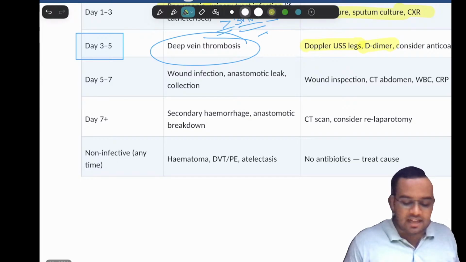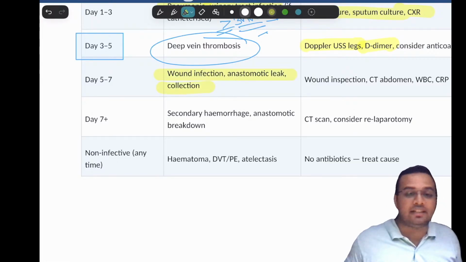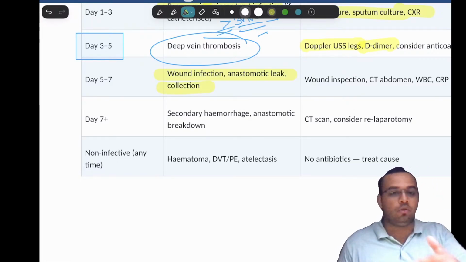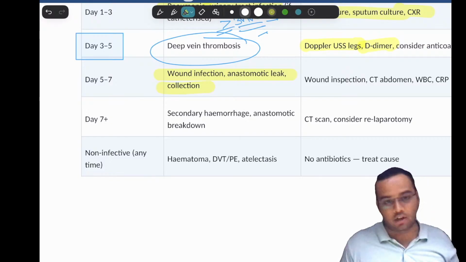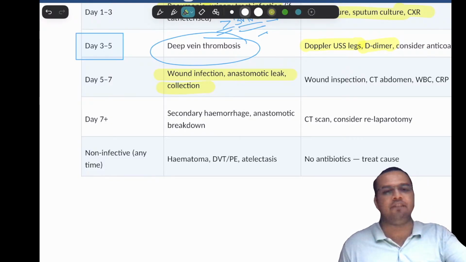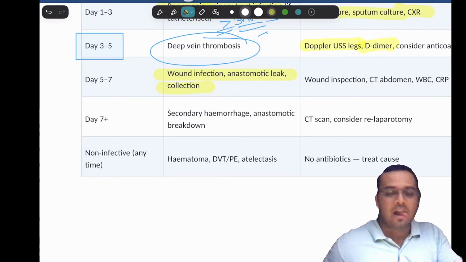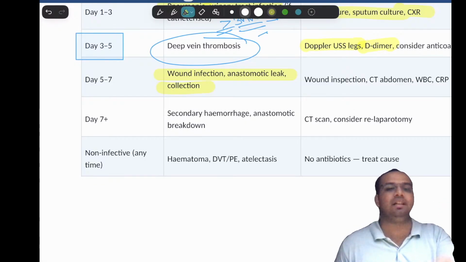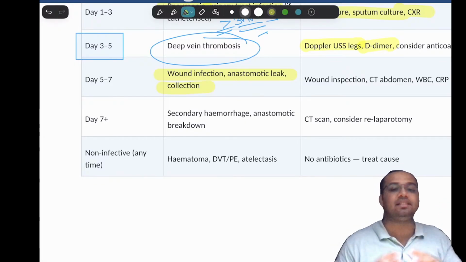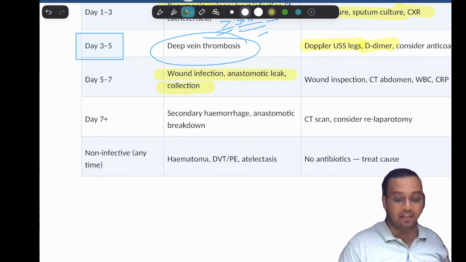5 to 7 days, there might be wound infection, anastomotic leak or collection. Till day 7, you cannot know if your anastomosis has actually healed or not. On day 1, day 2, day 3, day 4, the anastomosis might be working well because of the tensile strength of the sutures. But because of those bowel enzymes, the sutures start getting eroded and the actual healing starts. So till day 7, you cannot be 100% sure if the anastomosis has healed or not.